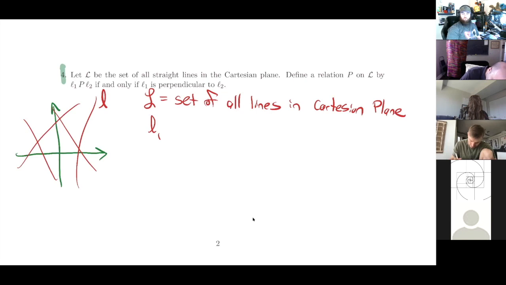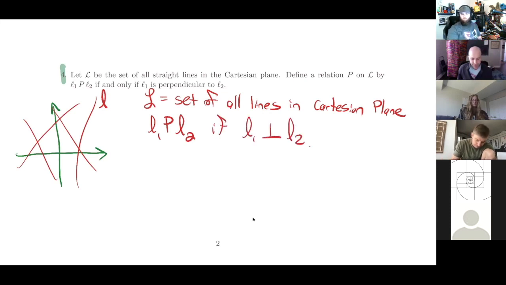We're going to say that L1 is related to L2 if those two lines are perpendicular to each other. I didn't quite draw it right, but maybe those two lines are perpendicular to each other, and therefore they would be related to each other.